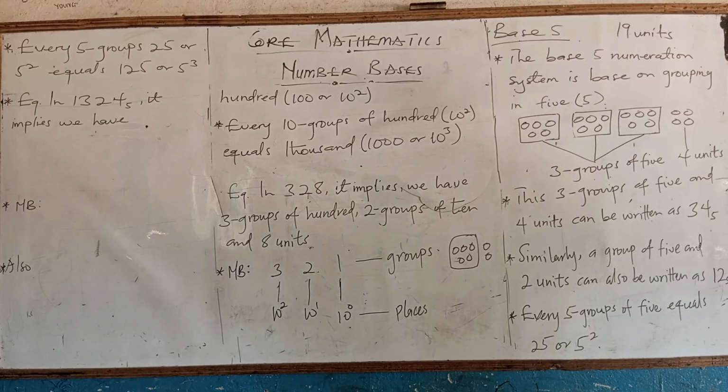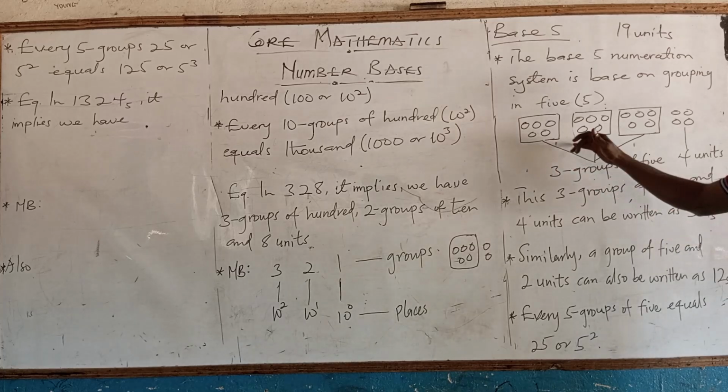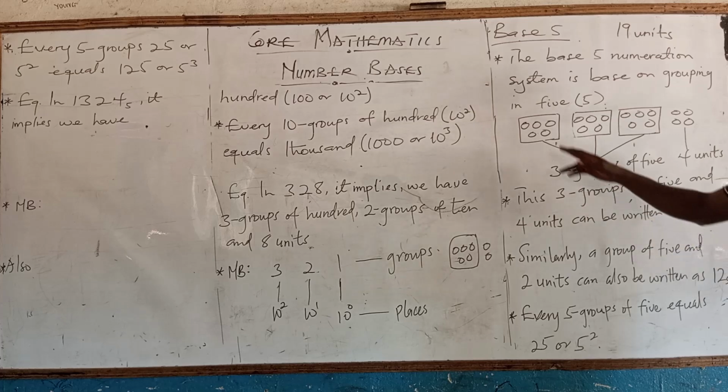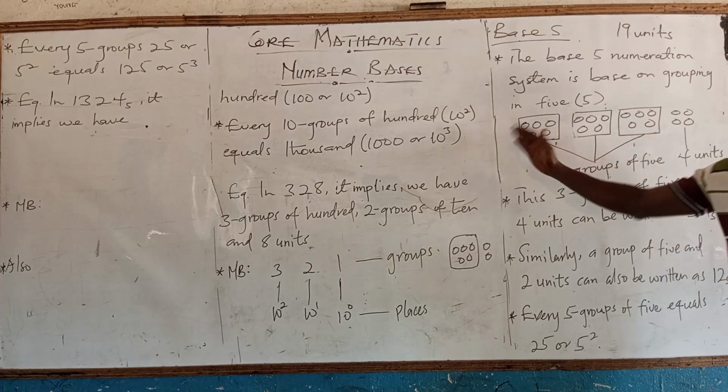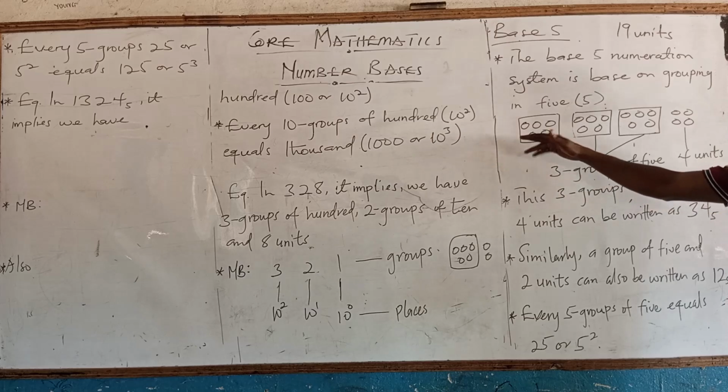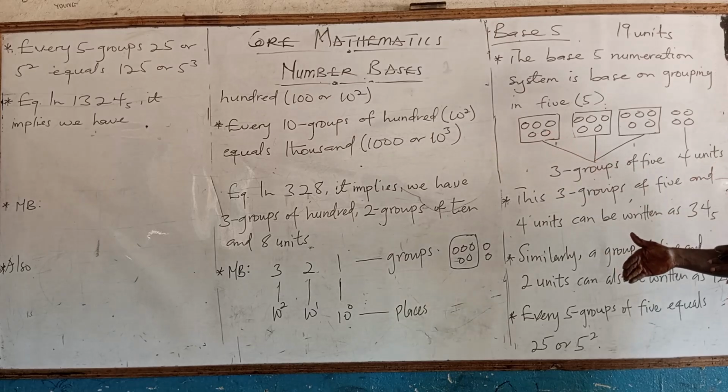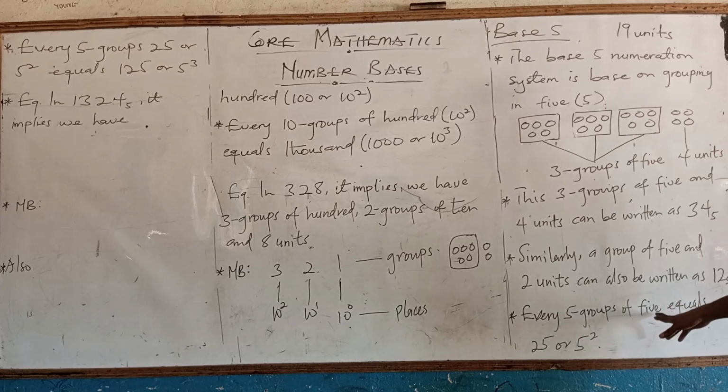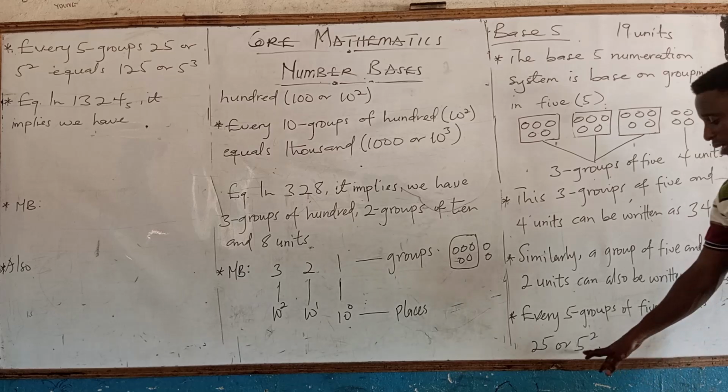Are we okay? So now we can say that every 5 groups of 5 equals 25. We can critically see that. When we have 5 groups of 5, it will get us 25, right? Because I have 5 and another 2 groups of 5 added. So I have 5 multiplying 5 to get us 25. Because we will have 25 units. Are we getting that? Or it's the same as 5 squared.